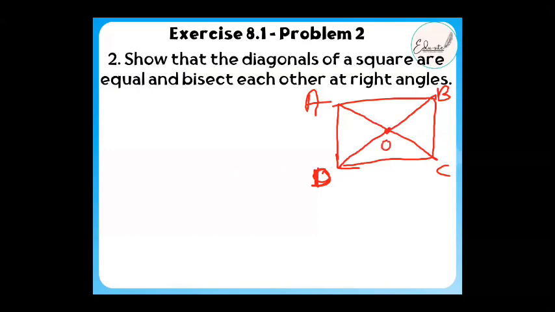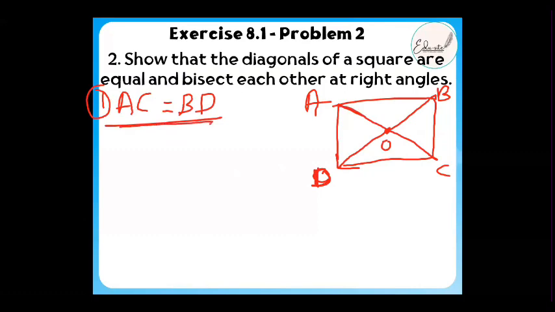The first thing that you are going to prove is AC equals to BD. This you are going to prove. Okay, to prove this, what do we have? To prove AC is equal to BD, AC और BD equal prove करने के लिए हमारे पास क्या है बेटा? What do we have?